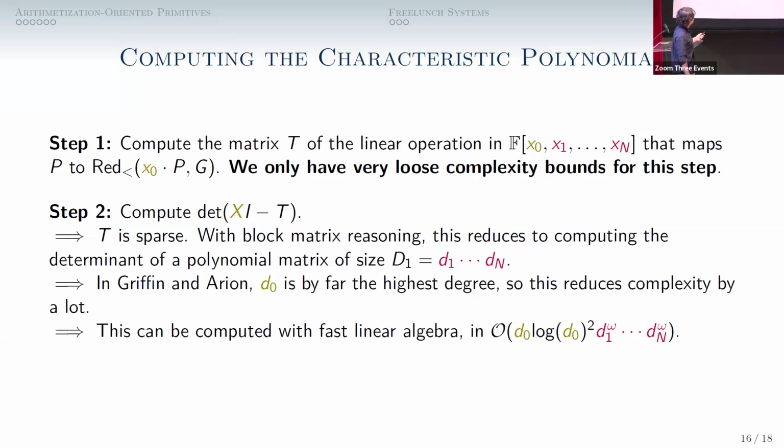So what that means is that this can be very costly or not. Again, we only have experimental results to base our analysis on, but more details are in the paper. And then once you have the matrix, you can compute its characteristic polynomial using fast linear algebra. And in fact, it turns out that the matrix has a very specific shape.